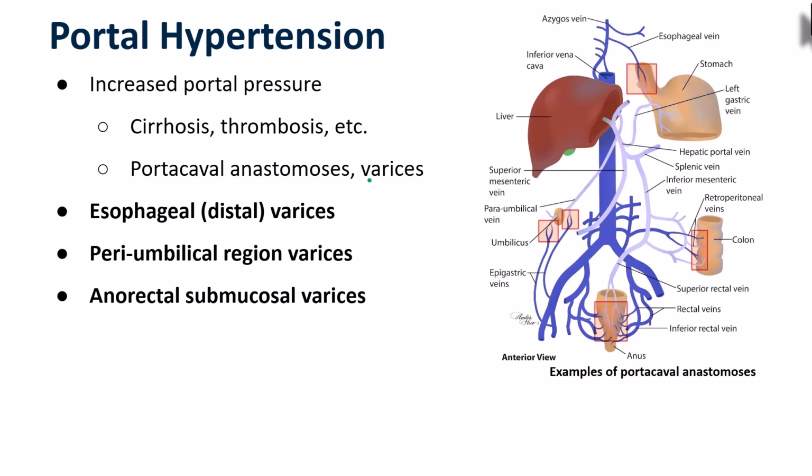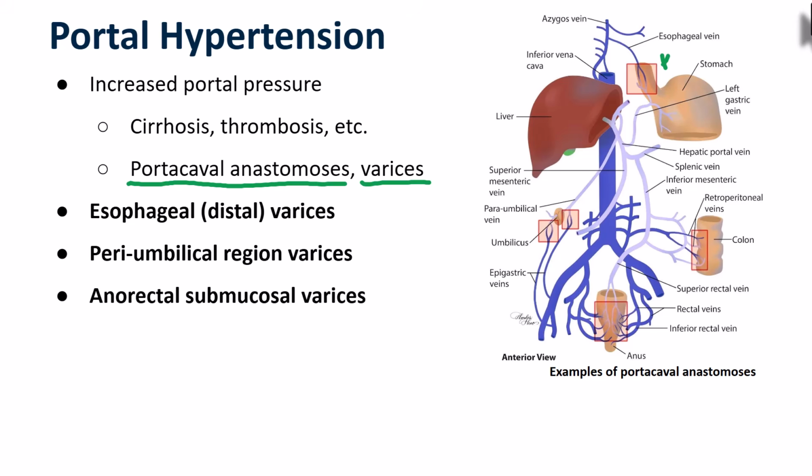These varices can then form anastomoses with tributaries of the caval system that are adjacent. And we refer to these tributaries, anastomosing, as portacaval anastomoses. Now, portacaval anastomoses can occur in several different regions.